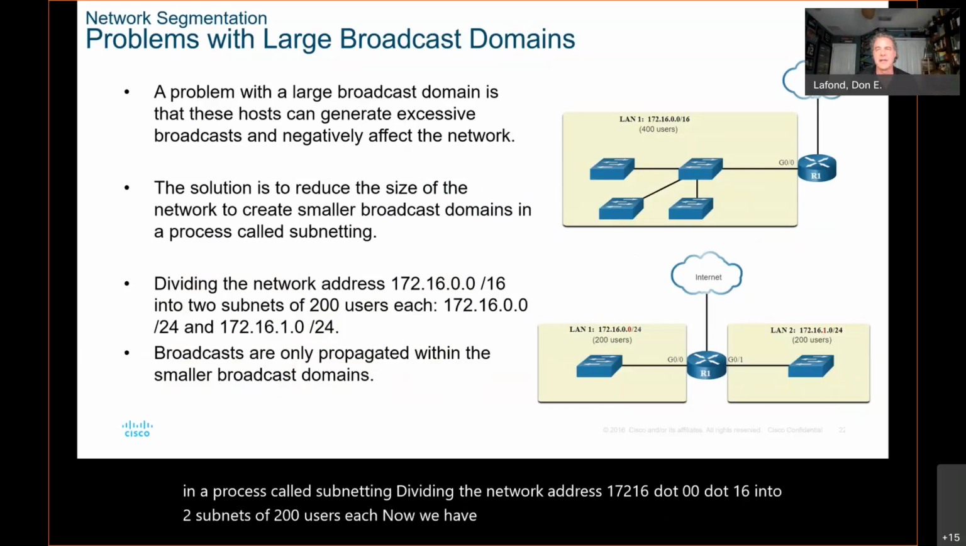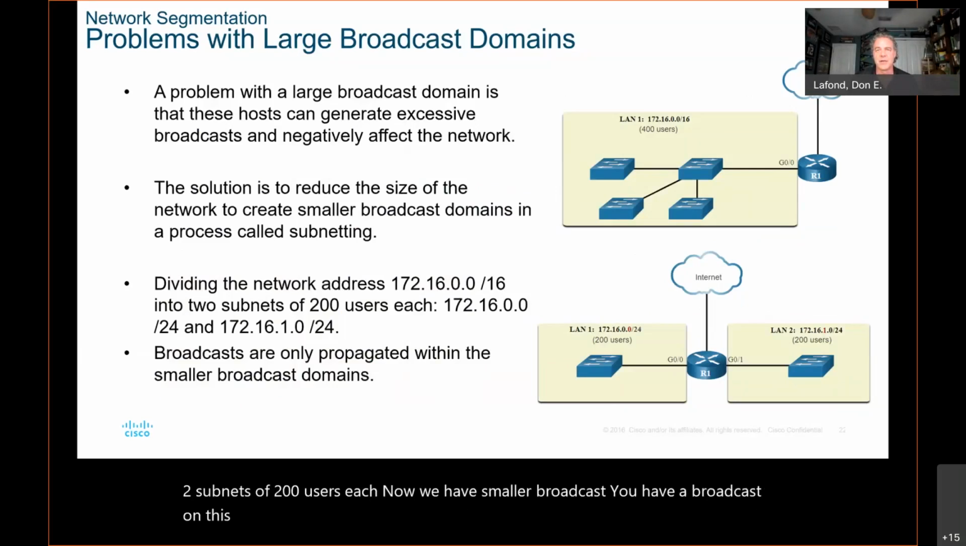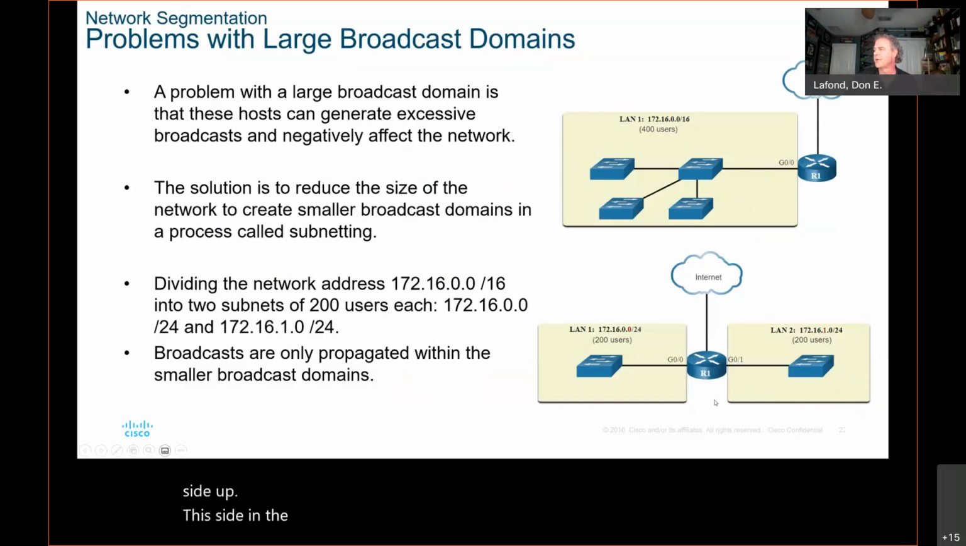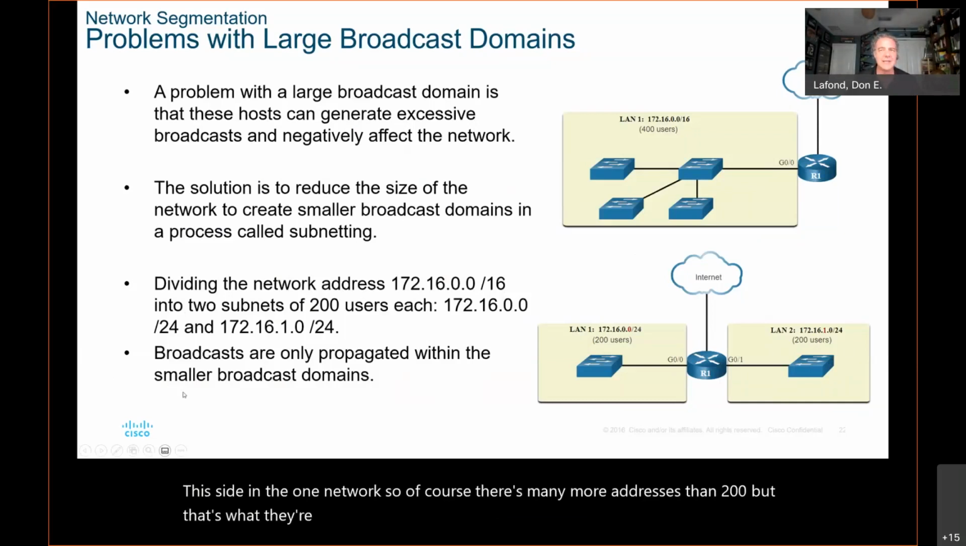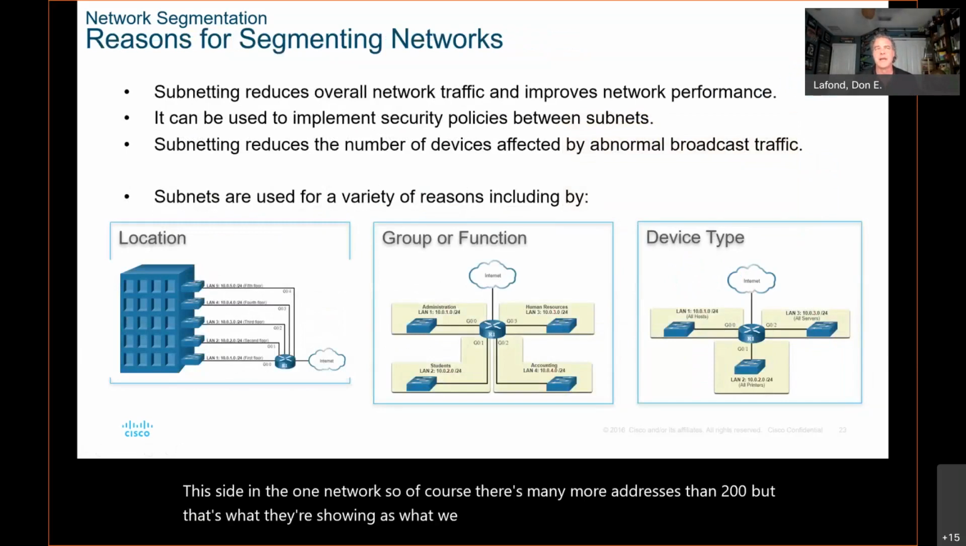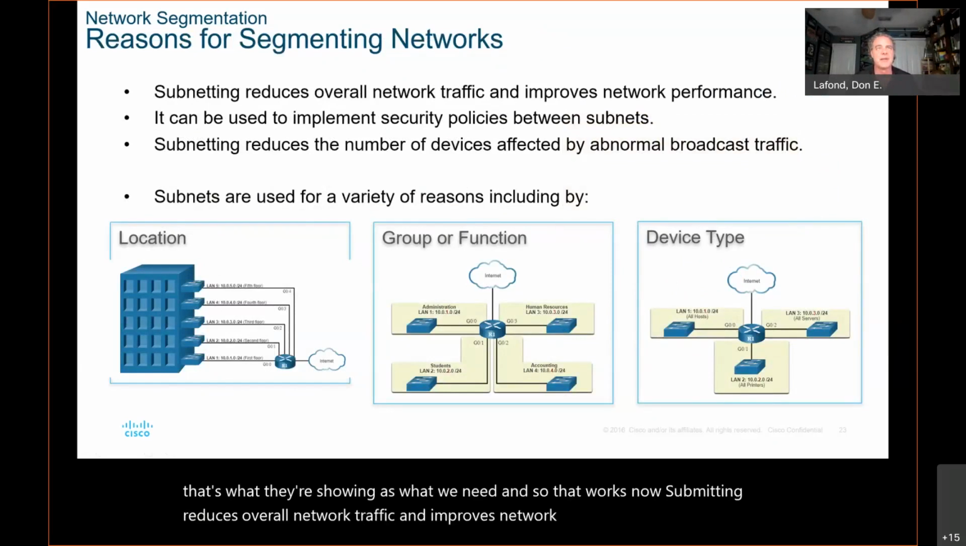You have a broadcast on this side in the 0 network, and you have 200 users on this side, in the 1 network. Of course, there are many more addresses than 200, but that's what they're showing as what we need, and so that works. Now, subnetting reduces overall network traffic and improves network performance. It can be used to implement security policies between subnets.